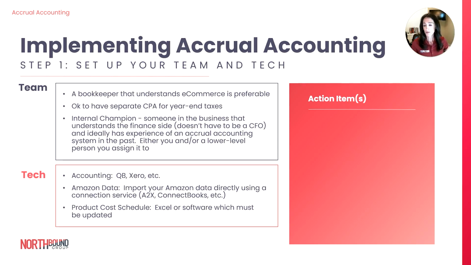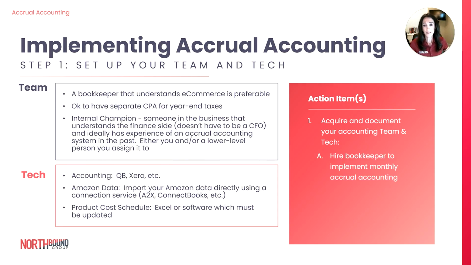Now, here are some action items for you to take note of. Action item 1, acquire and document your accounting team and technology. Hire a bookkeeper to implement monthly accrual accounting. And implement that software we talked about, QuickBooks or Xero, and make sure it's synced up with your Amazon data, that automatic flow of transactions from Amazon through A2X or ConnectBooks.